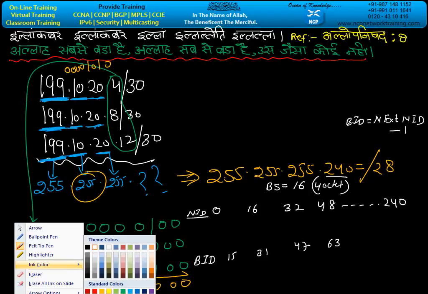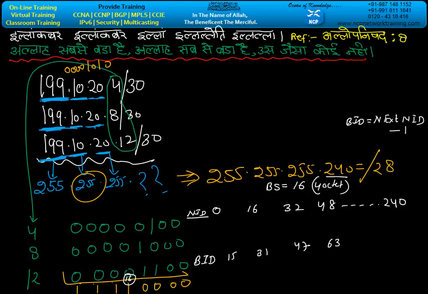In the given numbers we have 4, 8 and 12. 4, 8 and 12 are coming under which group? In the first group, second group or third group? In the first group. All are coming under the first group.